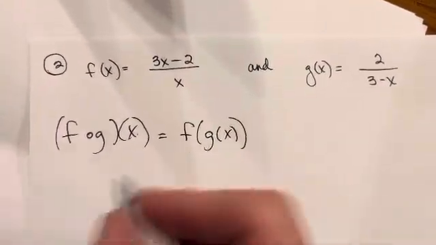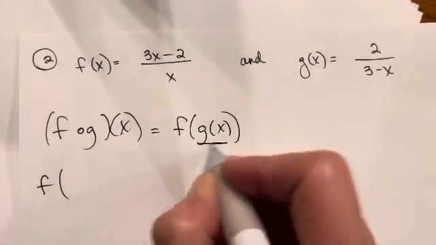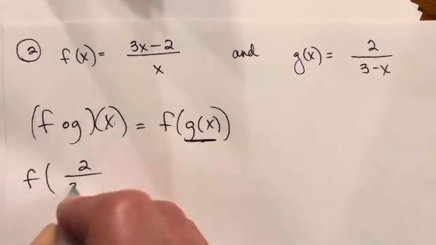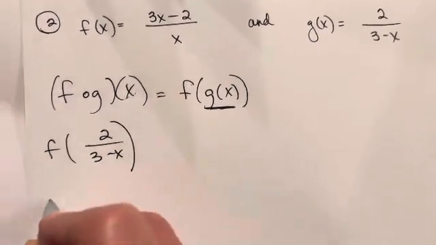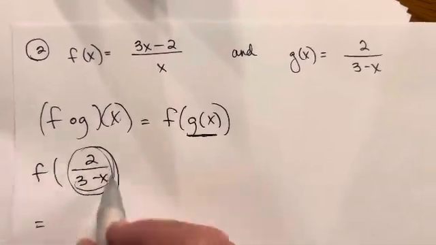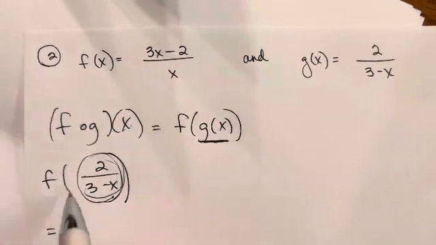Good grief. So the first thing is we're going to fill in what is g of x. Well, it's this gross little fraction, 2 over 3 minus x. What does that mean? You're going to pick up this entire chunk, that entire piece right there, and you're going to go to function f.